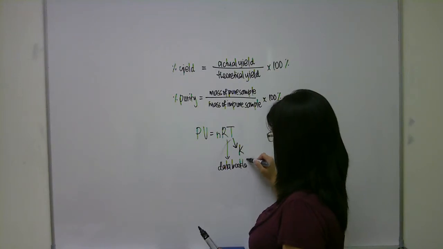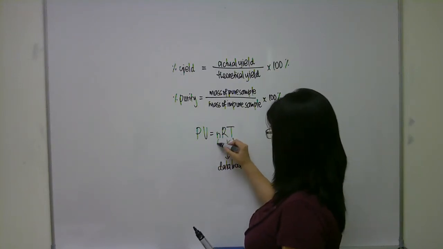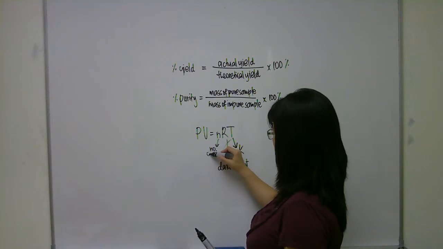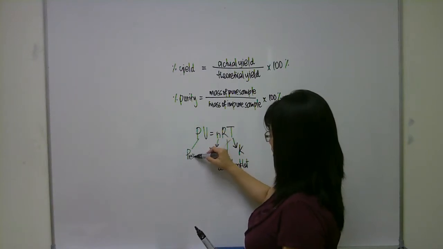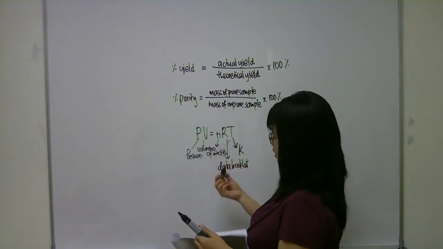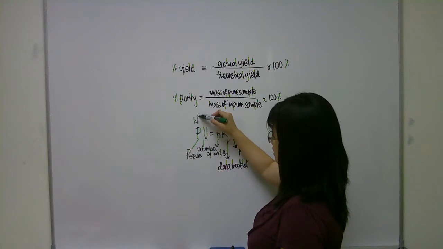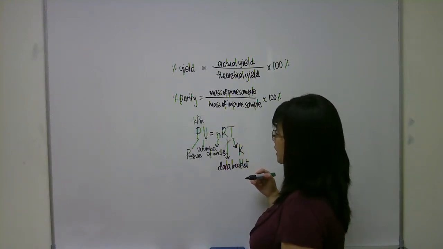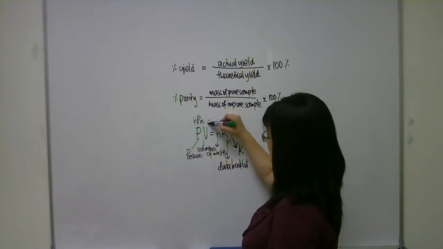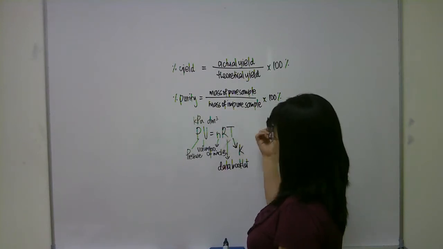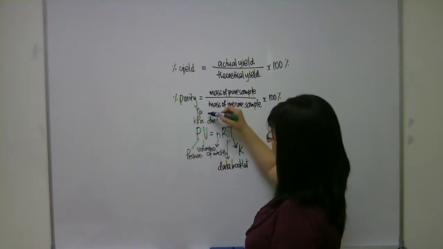Okay, and n, as you know, is the number of moles, while P is pressure and V is volume. Okay, there are two combinations of units that you can use. If pressure is in kilopascal, then your volume will be in dm cubed. Okay, if your pressure is in pascal, your volume is in meter cubed.